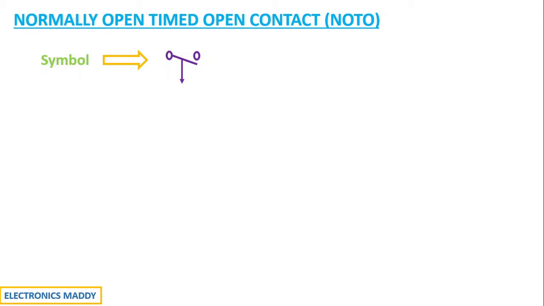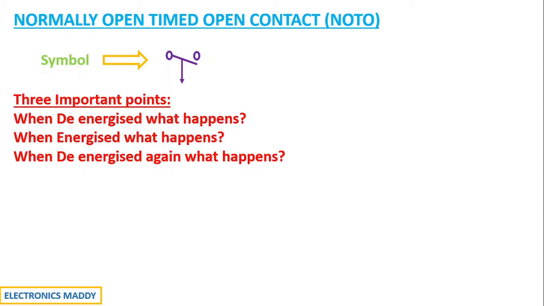So in order to understand this concept, let us consider three different points, and if you can carefully answer these three important points, you will be able to understand the working of a NOTO. So what are those points? What happens when you're de-energizing this contact, what happens when you're energizing it, and what happens when you're again de-energizing it? If you understand this, you will be able to understand the entire operation on your own. So let us consider case by case in order to understand it.